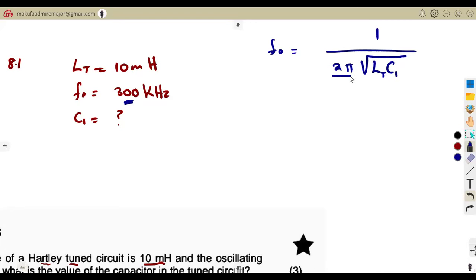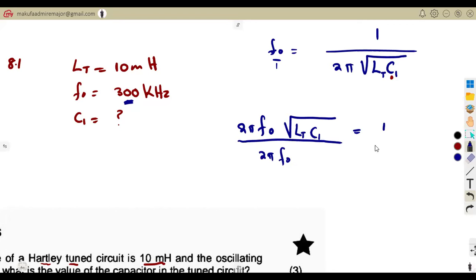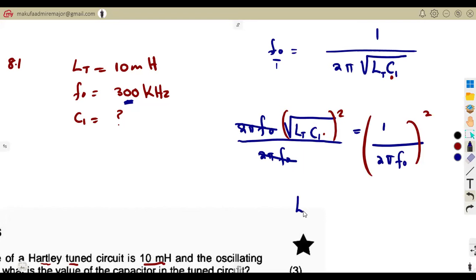So let's cross multiply. It's going to be 2 pi f, over 1, so 2 pi f multiplies the square root of LT C1, which is equal to 1. Remember, I want to make C1 the subject, so you can divide by 2 pi f. As we can see, the C1 is there, but it is under the square root. How do you get rid of the square root? Just square both sides. That removes the square root, so you remain with LT C1, which is equal to 1 raised to the power of 2.